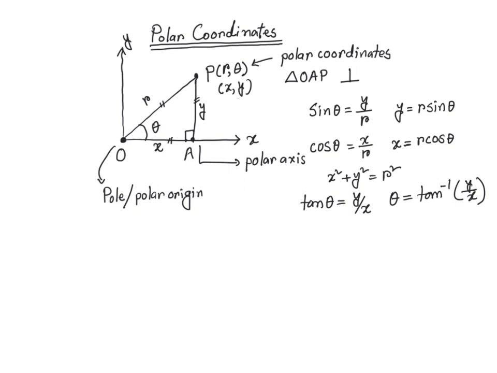Using these relationships, this, and this, you could go back and forth between the polar coordinates and the rectangular or Cartesian coordinate system. And it's very easy to go from one to another.